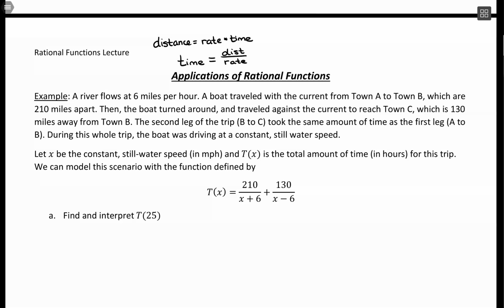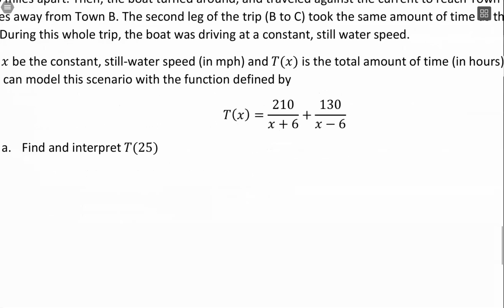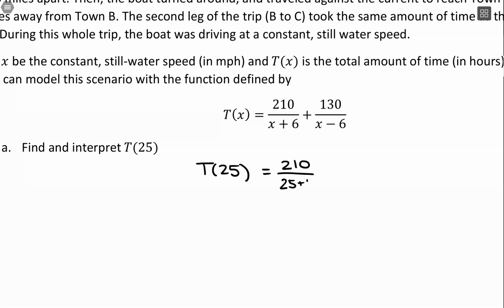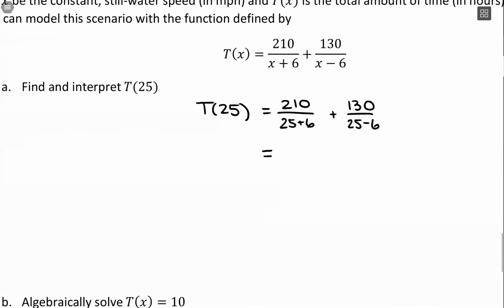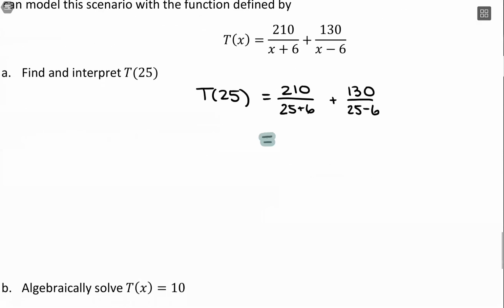So find and interpret t of 25. So for t of 25, we're plugging in 25 for x. So we're taking 210 over 25 plus 6, plus 130 over 25 minus 6. And then we could just use a calculator to help us out. Let's get a rounded answer of 13.6163.